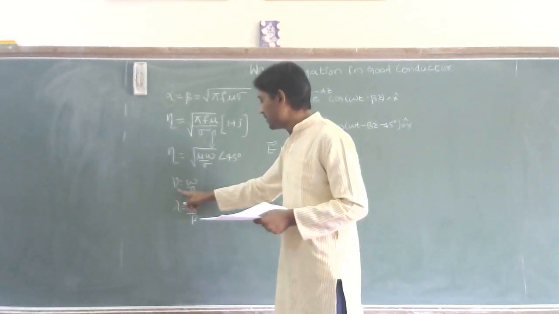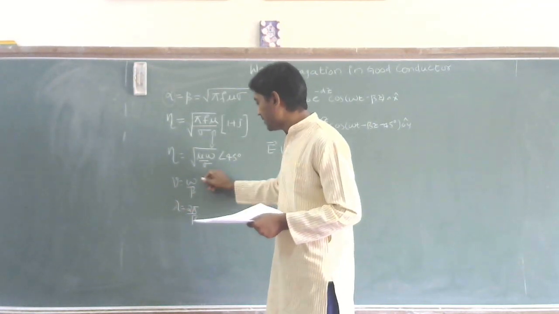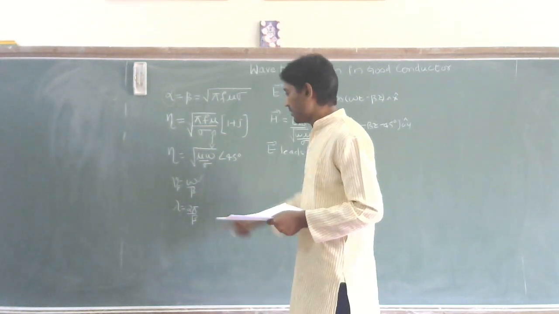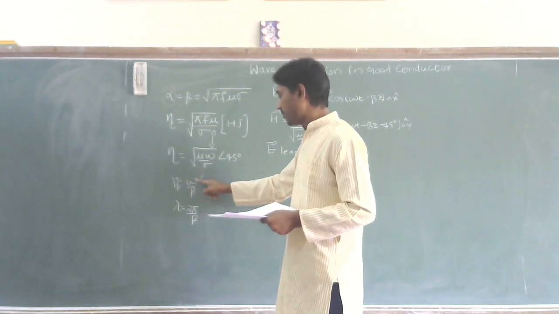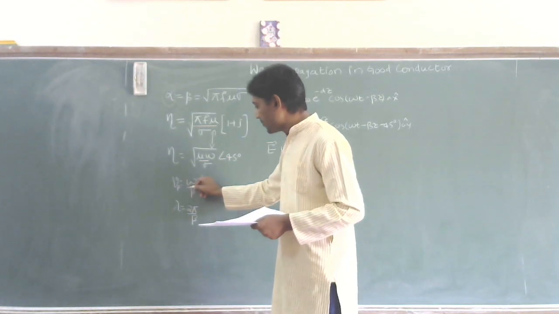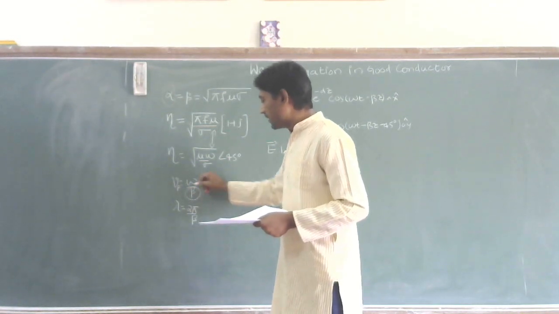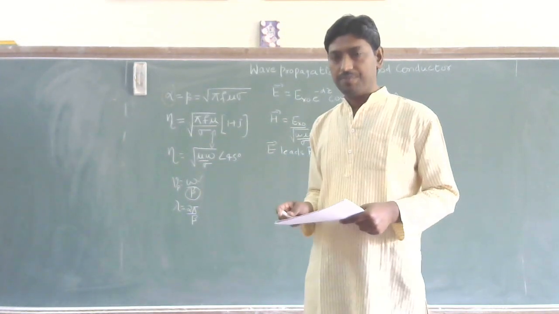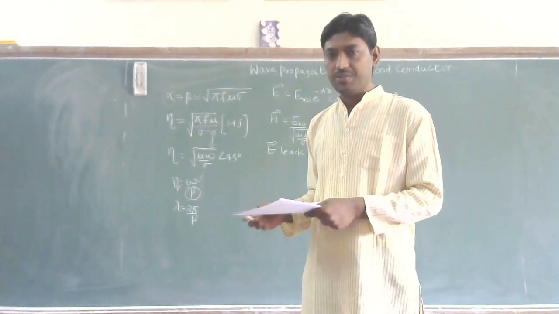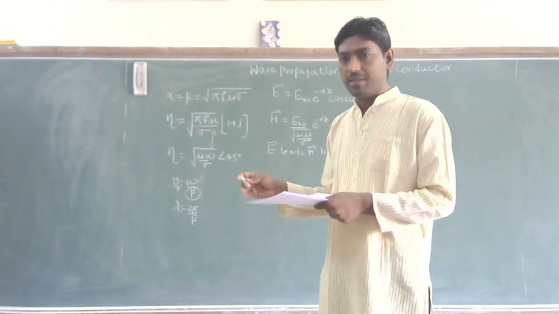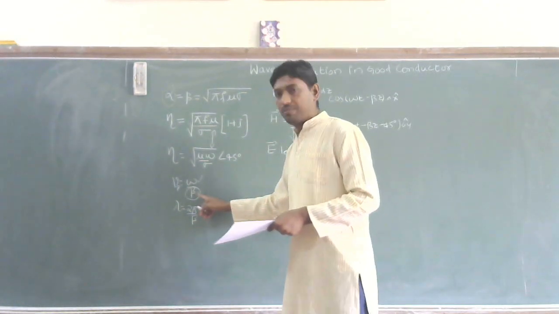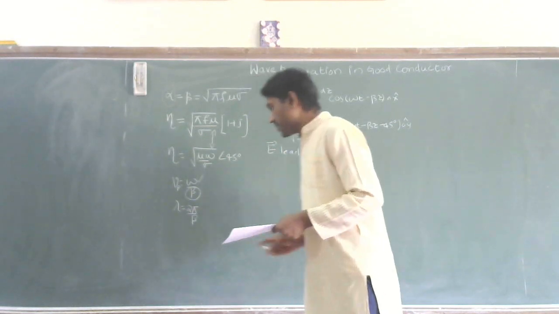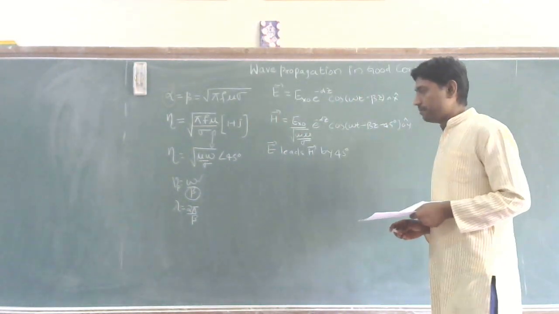And next, v, that is the velocity or the phase velocity of wave propagation, is still given by the same expression omega by beta, but I should remind you that beta will not remain the same for wave propagation in different media. In different media, you have different beta. Well, the wavelength is given by the same expression 2 pi by beta.